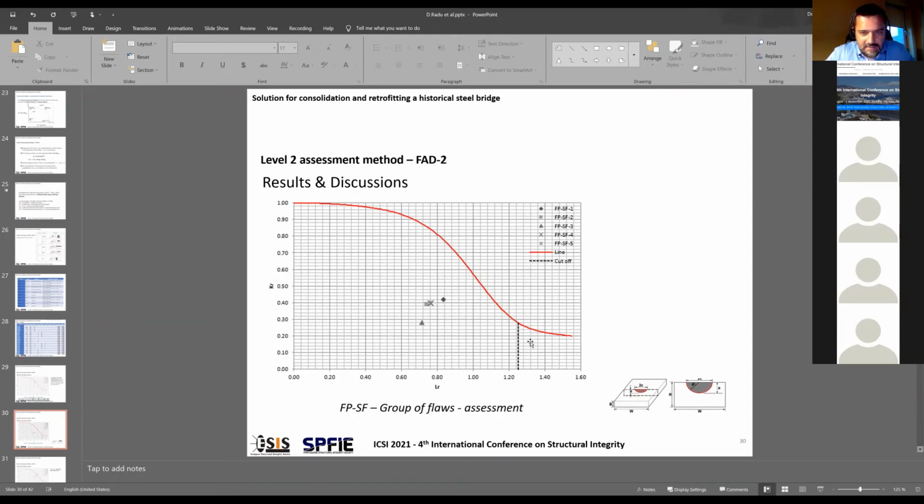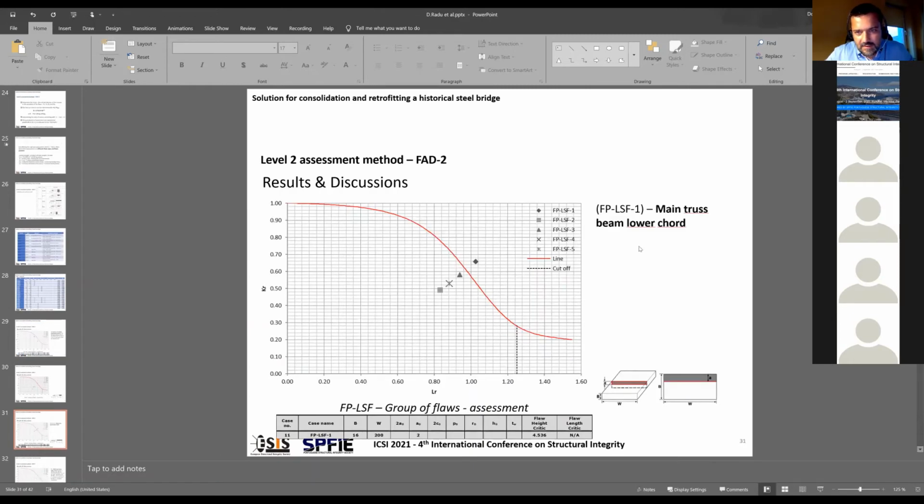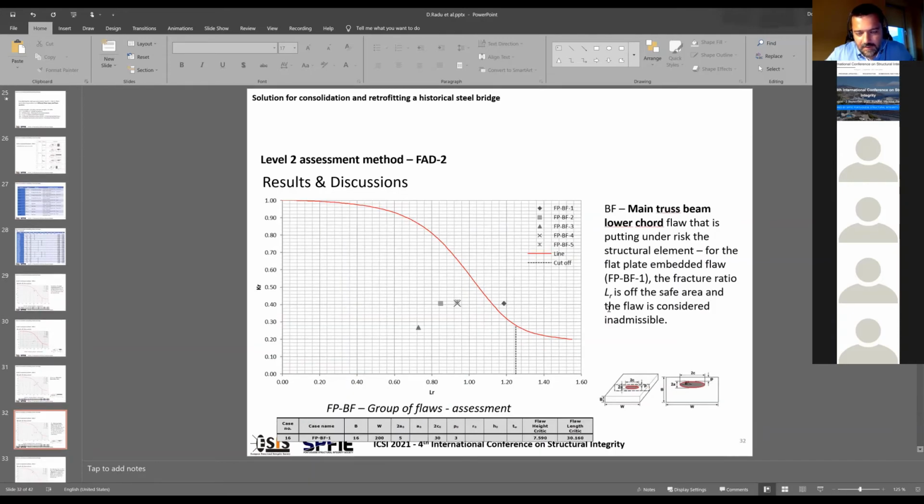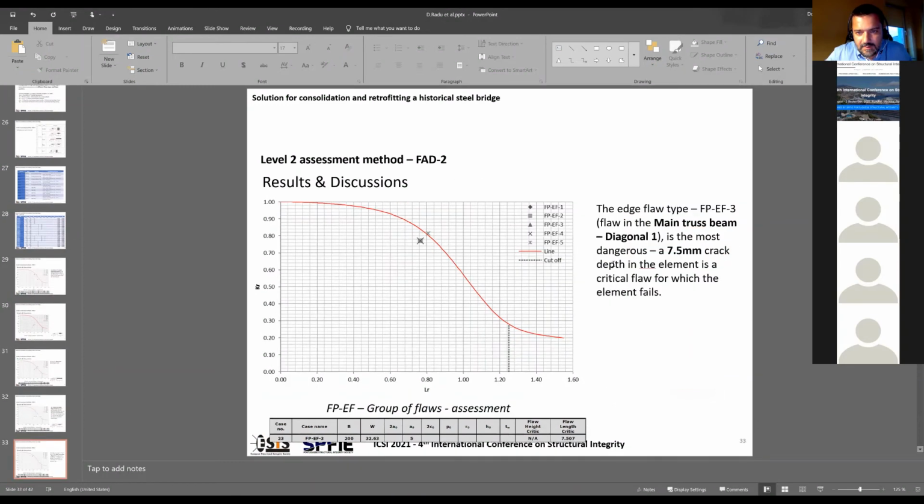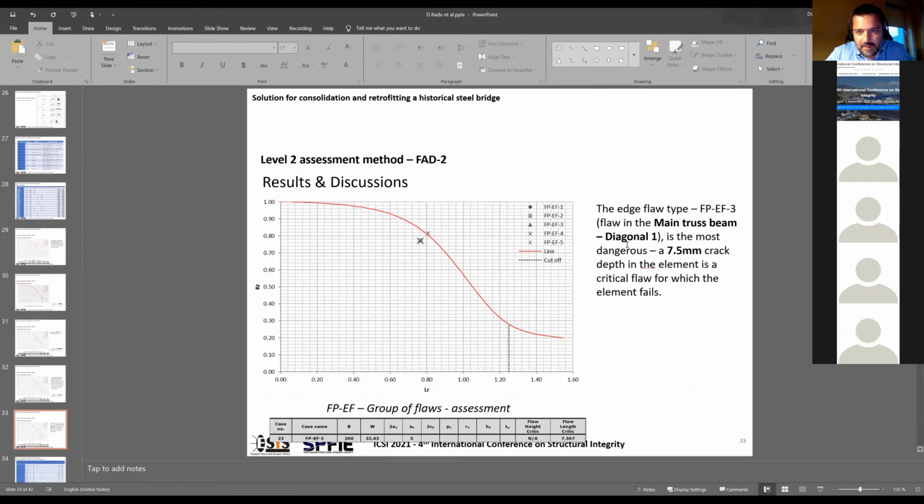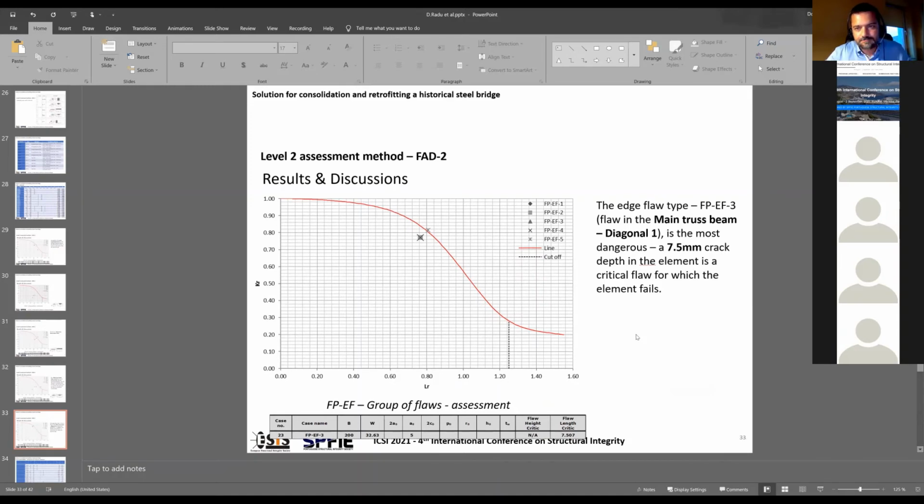So here is a presentation of some results for this assessment. As we can see, for the main beam lower chord, the long surface flaw is also over the limit of the critical flaw length. Also for the main truss beam, the buried flaw, and respectively for the diagonal main truss beam, the flat plate edge flaw.